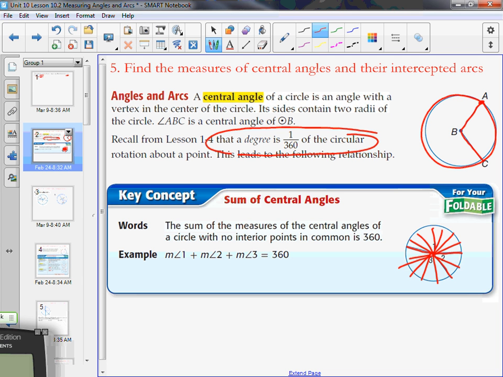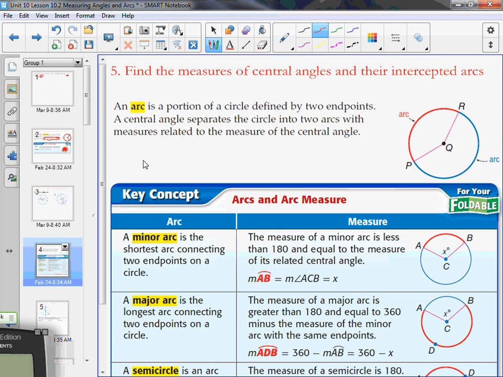Okay. Now, let me jump ahead just a bit to this, an arc. An arc is a portion of a circle defined by two endpoints. Okay, think about it. Be with me here. Pay attention. An arc is to a circle what a segment is to a line, because a segment's part of a line with two endpoints. You can measure it with a ruler. Same thing with an arc. It's part of a circle, two endpoints. Later on, we're going to measure it with a ruler. Right now, we're going to measure it in degrees.